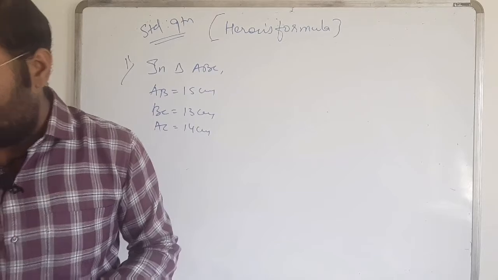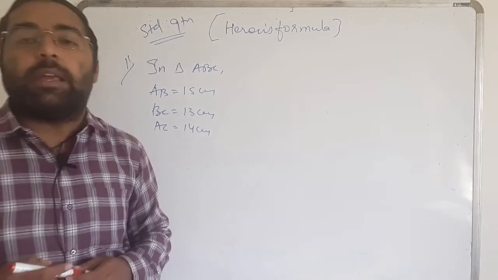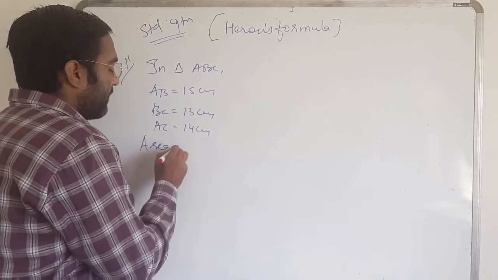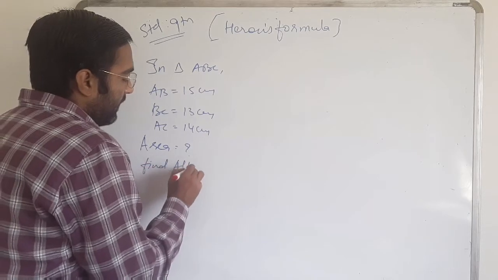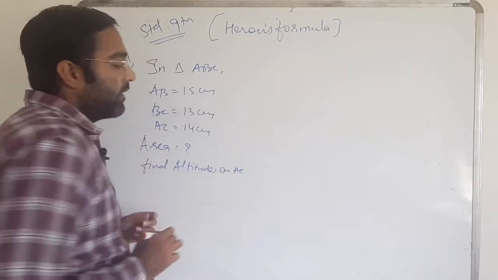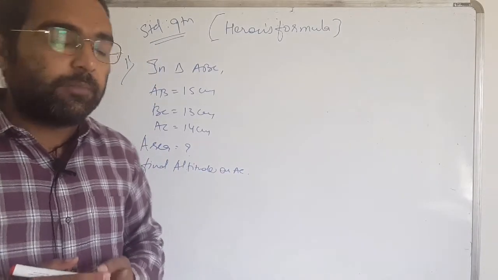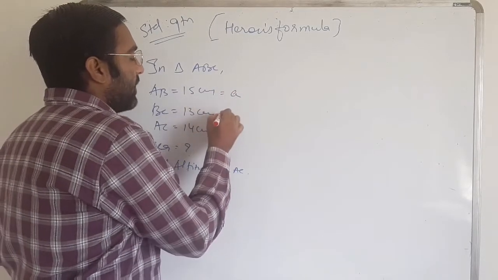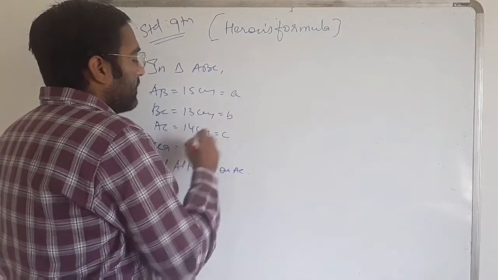Find the area of the triangle and hence its altitude on AC. Find the area of the triangle, and also find the altitude on AC. So here my three sides are given, and for that we take the first one as a, the second as b, and the third one as c.